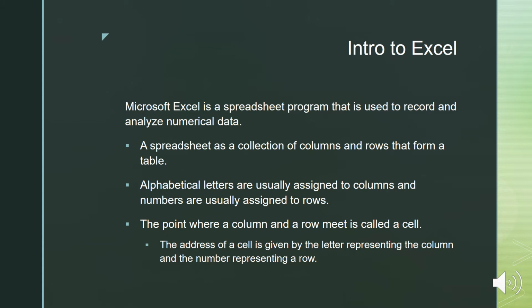Excel is just a spreadsheet program that is used to record and analyze numerical data. A spreadsheet is a collection of columns and rows that form a table. There are usually alphabetical letters assigned to columns, and numbers assigned to the rows. The point where a column and a row meet is called a cell, and a cell can be addressed by naming the column and the row number.